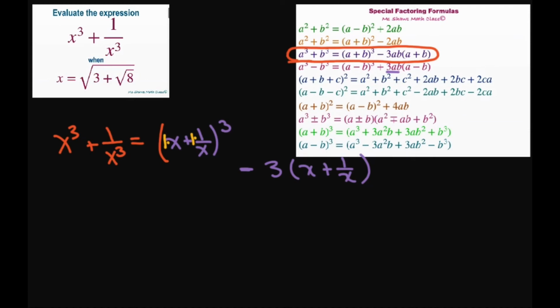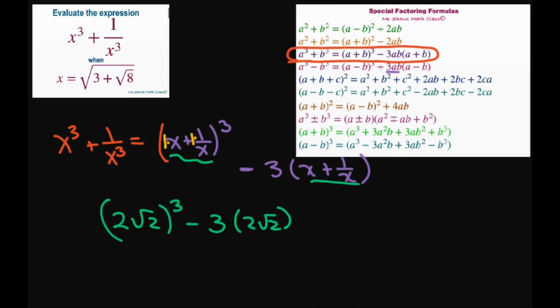All right, so when you simplify all this, we know this equals 2 square root of 2. So you're going to have 2 square root of 2, and then we're going to cube it, minus 3, and then here we have it again. So this is going to be 2 square root of 2, and this is going to be 16 square root of 2 minus 6 square root of 2, which gives us 10 square root of 2.